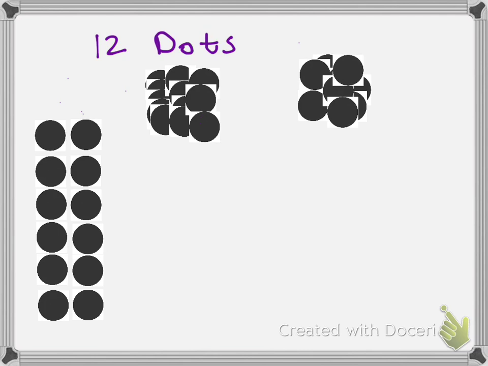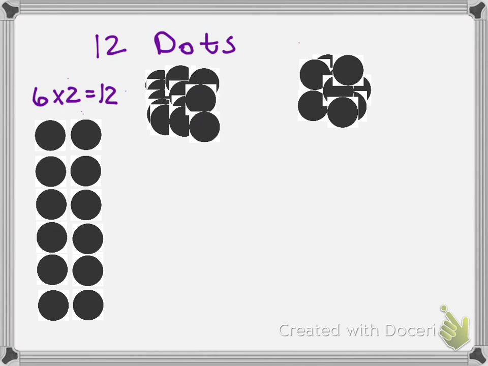So if you notice, I have my array, and I have 2 rows of 6 in each row. So this represents 6 because it's a row of 6 and it's in 2 groups. So it's 6 times 2, and this equals 12. So let's try another set of dots and try it a different way of organizing an array to represent 12.